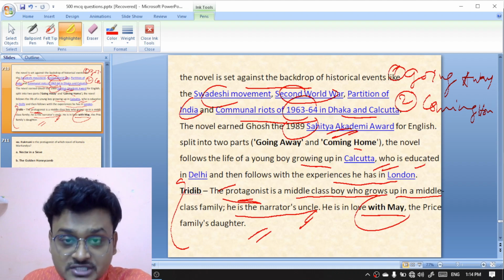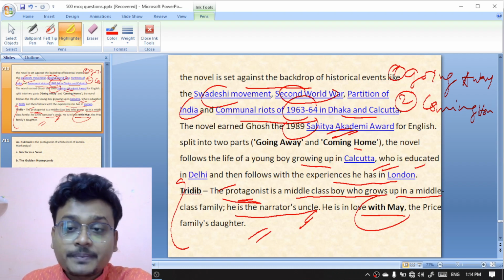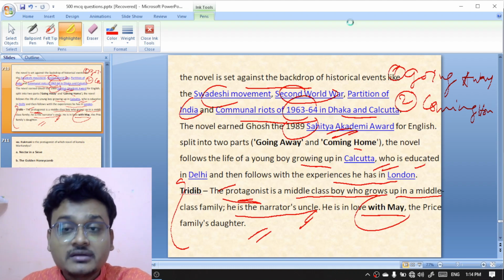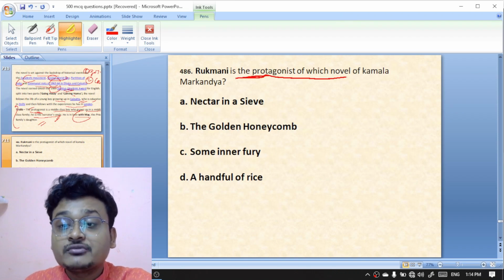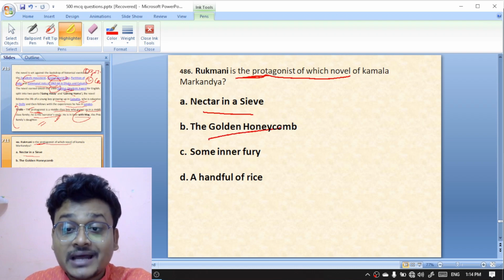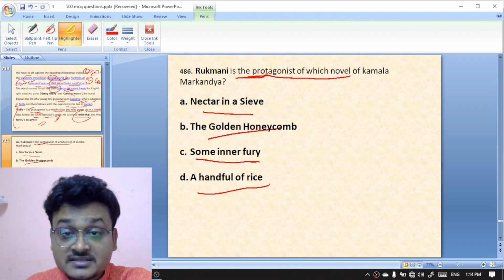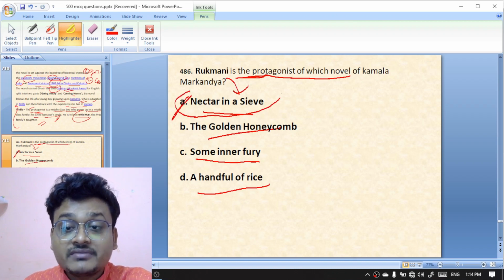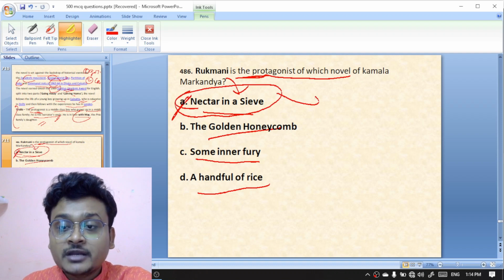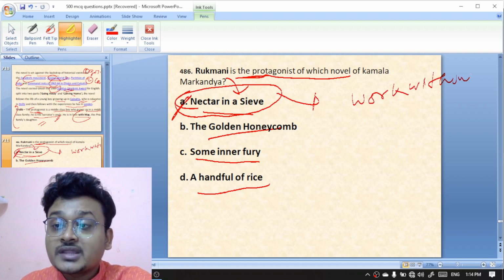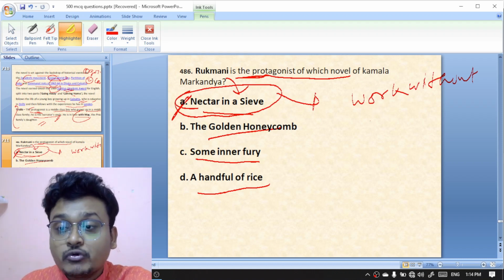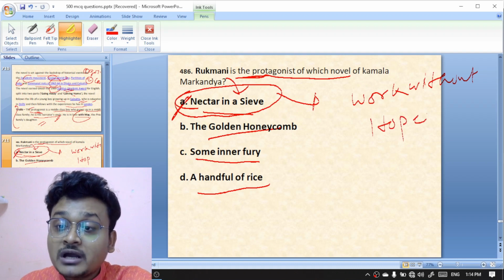So for this work, The Shadow Lines, he has been awarded the prestigious Sahitya Akademi Award in the year 1989. Okay, next: Rukmani is the protagonist of which novel of Kamala Markandaya? Nectar in a Sieve, The Golden Honeycomb, Some Inner Fury, or A Handful of Rice. Rukmani appears in Nectar in a Sieve, and the title of this work has been taken from Coleridge's poem Work Without Hope.